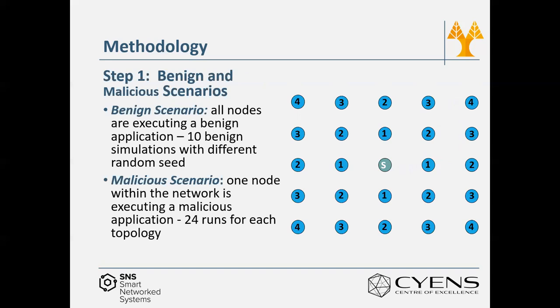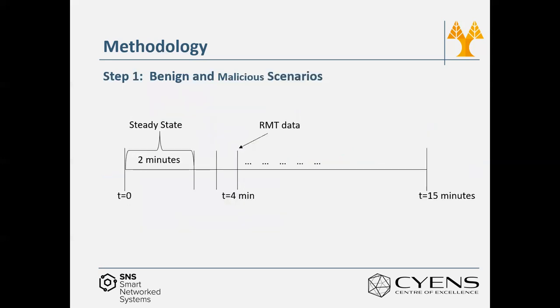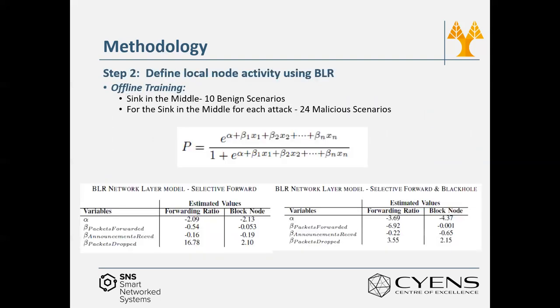The topology we use for defining local node activity places the sink in the middle, directly connected to other 4 nodes. The scenarios were evaluated in 15-minute experimental time. The nodes were allowed a 2-minute period to connect to the network and then start sending packets. RMT provided routing layer data at one-time intervals.